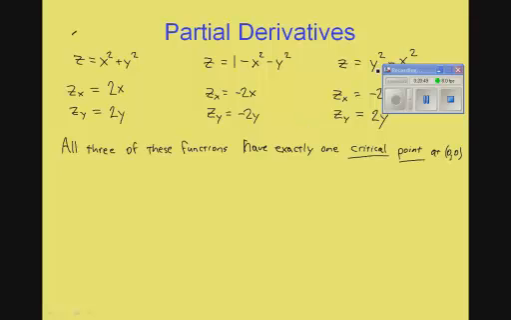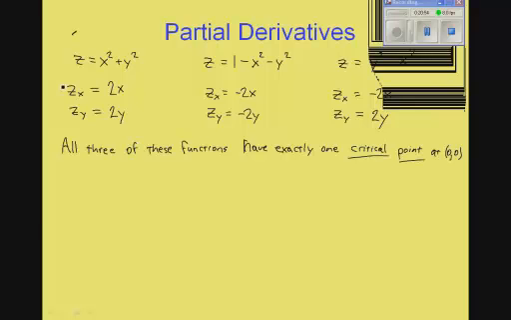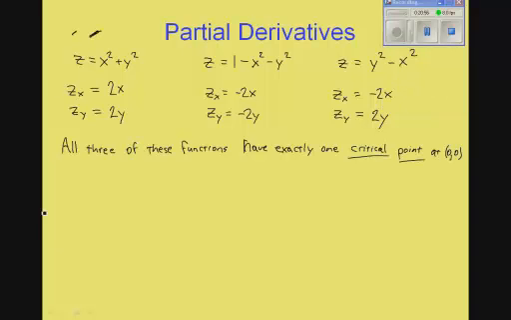Remember this little thing I was giving you guys last class? I brought it back. My 3 nice examples I had pictures of. z equals x squared plus y squared. z equals 1 minus x squared minus y squared. So these were paraboloids. And z equals y squared minus x squared. That was hyperbolic. It was an example of a saddle point. All 3 of these functions have exactly one critical point at (0, 0).